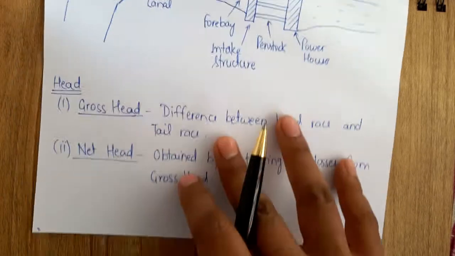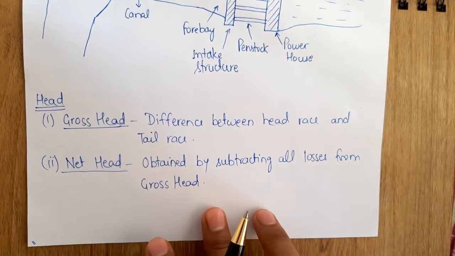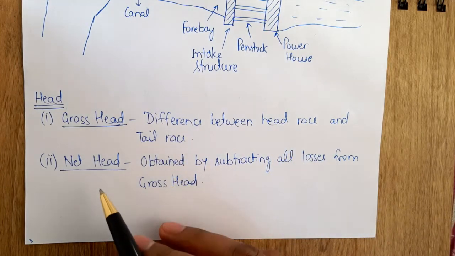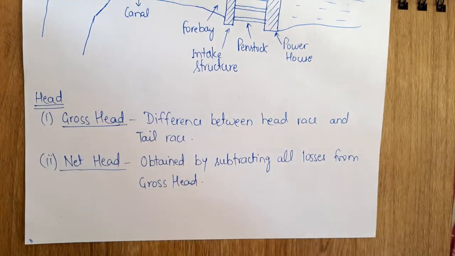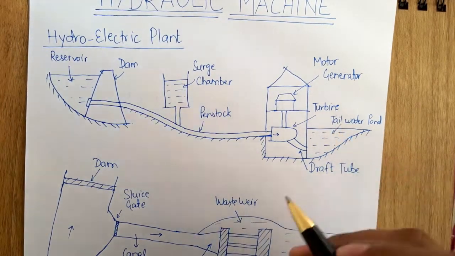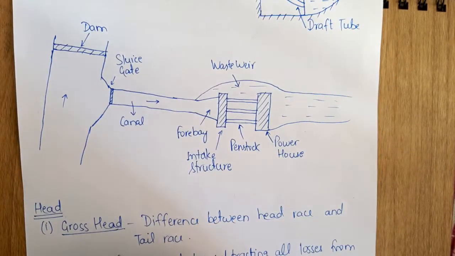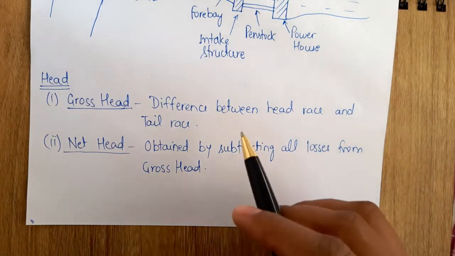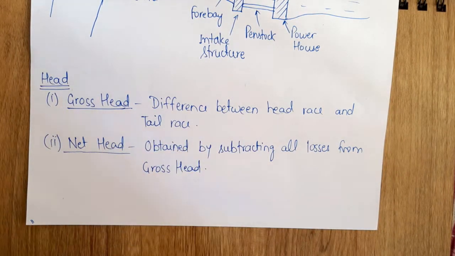Okay, now we will see the heads. What are the gross head and net head? Gross head is the difference between head race and tail race, and net head is obtained by subtracting all the losses from the gross head. Okay, so you can see this is the head race and this is the tail race. So from these two values, the difference will give us the gross head, and if we reduce the losses from it, then we will get the net head.